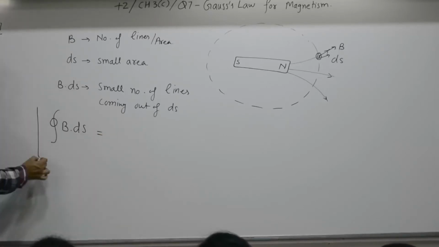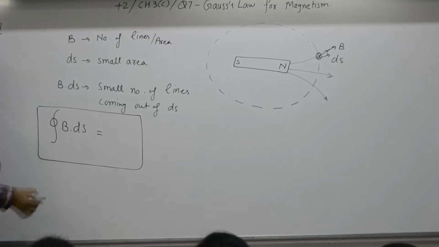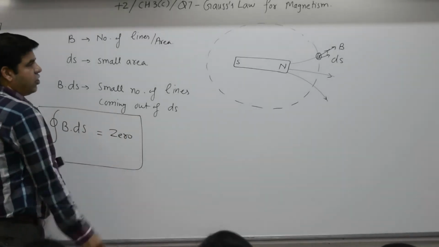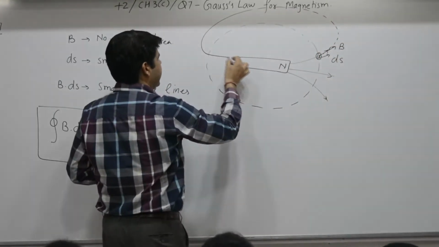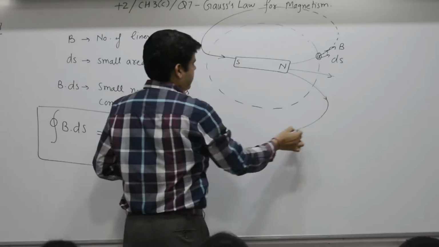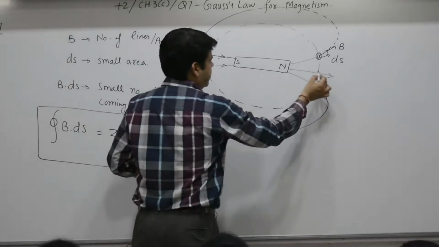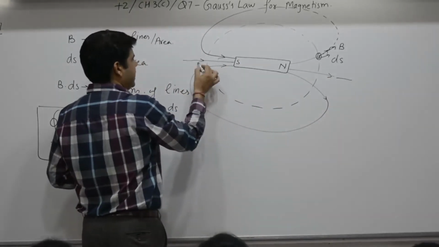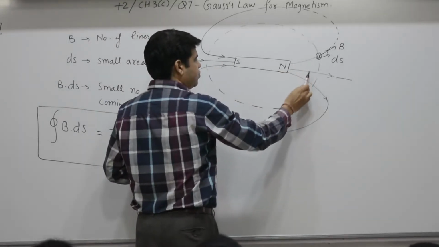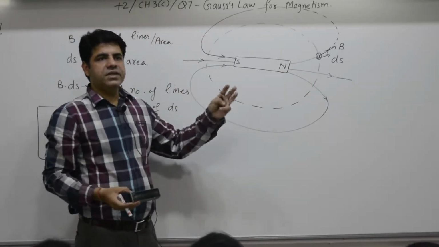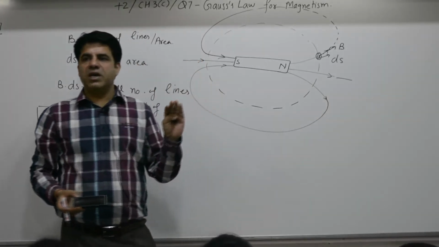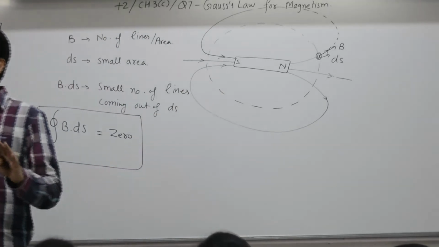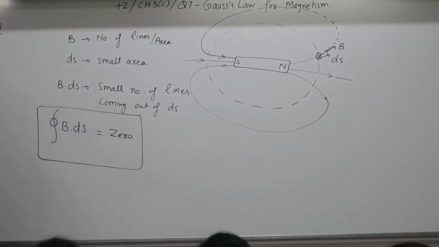yes, 0, because whatever is the number of lines leaving, the same lines will enter from the other side. If the flux or lines leaving are taken as plus, then 1, 2, 3: three lines are leaving the surface. 1, 2, 3: three lines are entering the surface. Net magnetic flux linking the surface is 0. This is Gauss's law for magnetism. Time with you is 2 minutes to write.